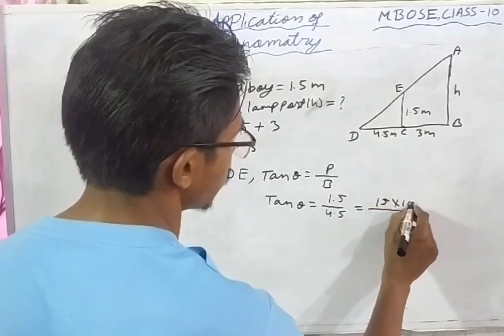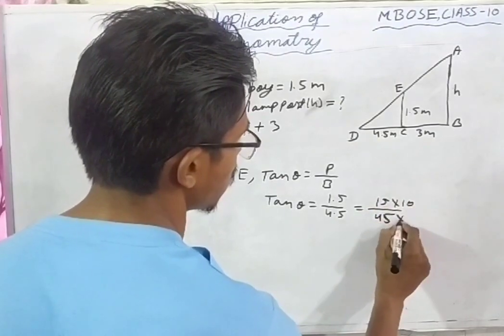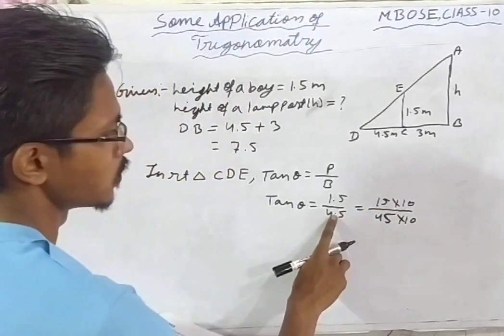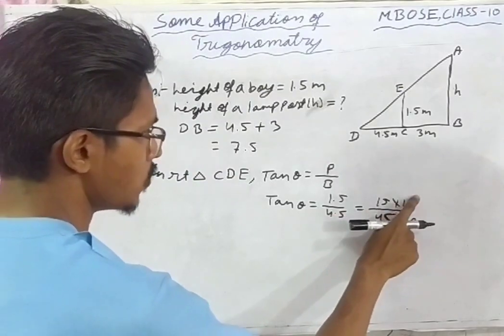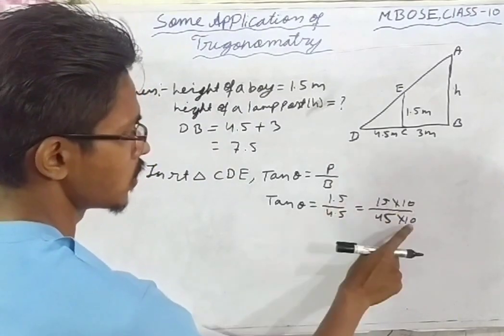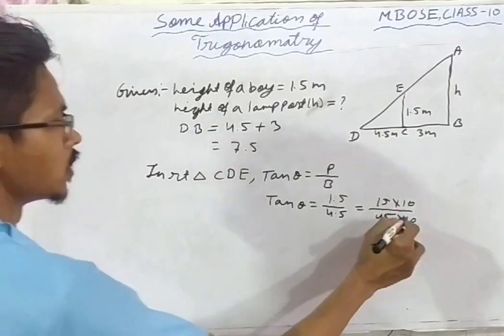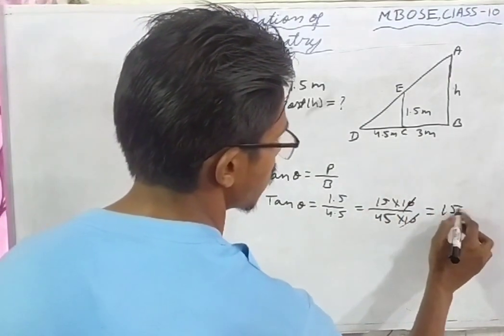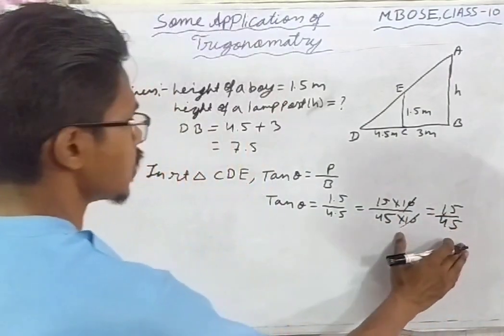If I solve this one, I'll remove the point. 1.5 by 4.5. Point is here, so in the numerator we'll write 10, and in the denominator also the point is here, so I'll write 10. So this 10 and 10 get cancelled. 15 by 45 is left. So this one I'll keep like that only.